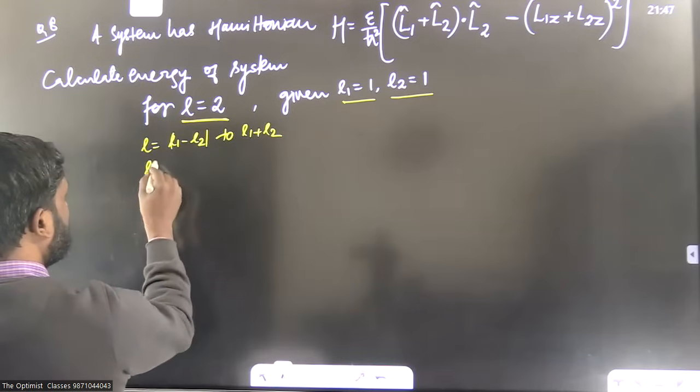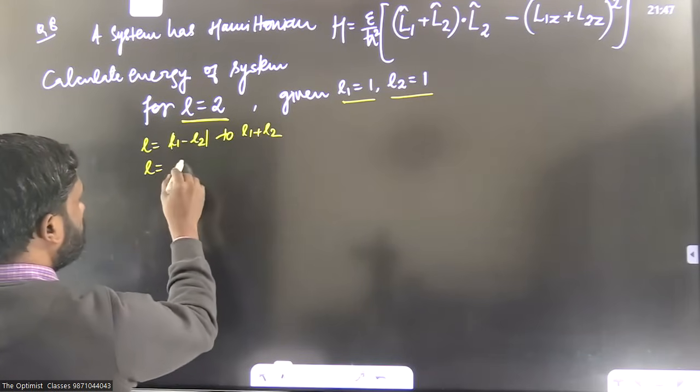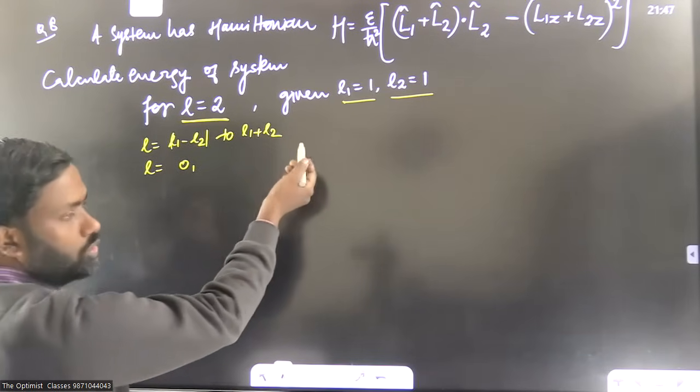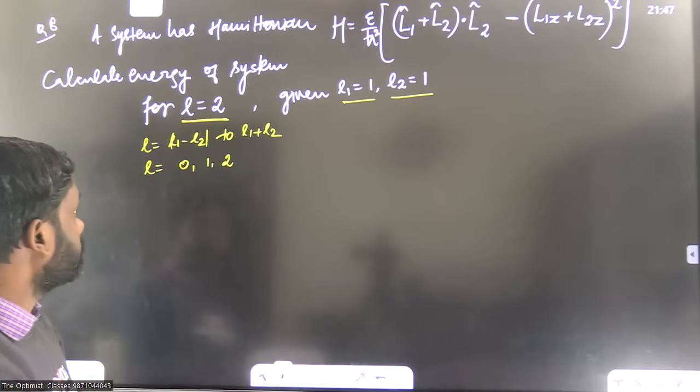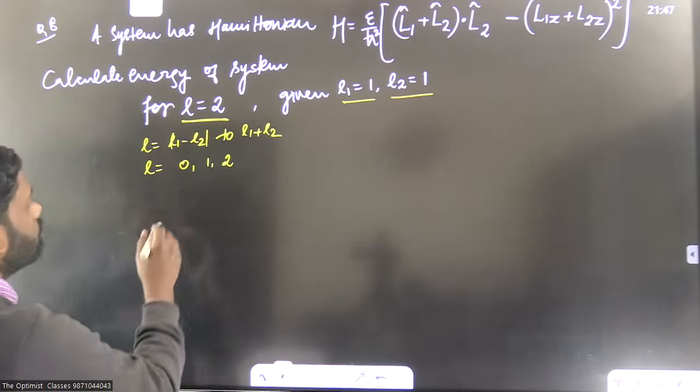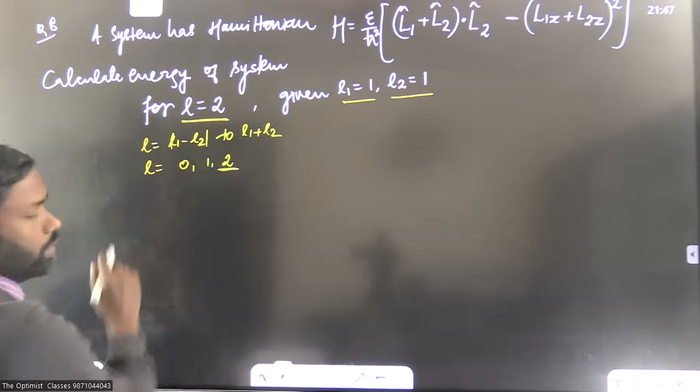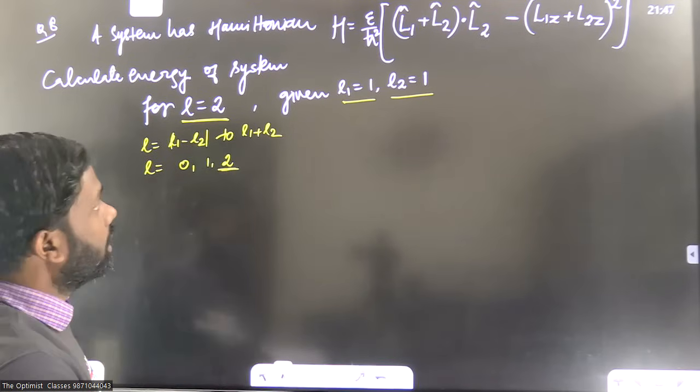So basically you are getting L equal to L1 minus L2. When you do, you get 0, and L1 plus L2, you get 2. So 0, 1 and 2, in intervals of 1. So these are the L values. We have to calculate only for L equal to 2 actually. We have to do the calculation for L equal to 2.